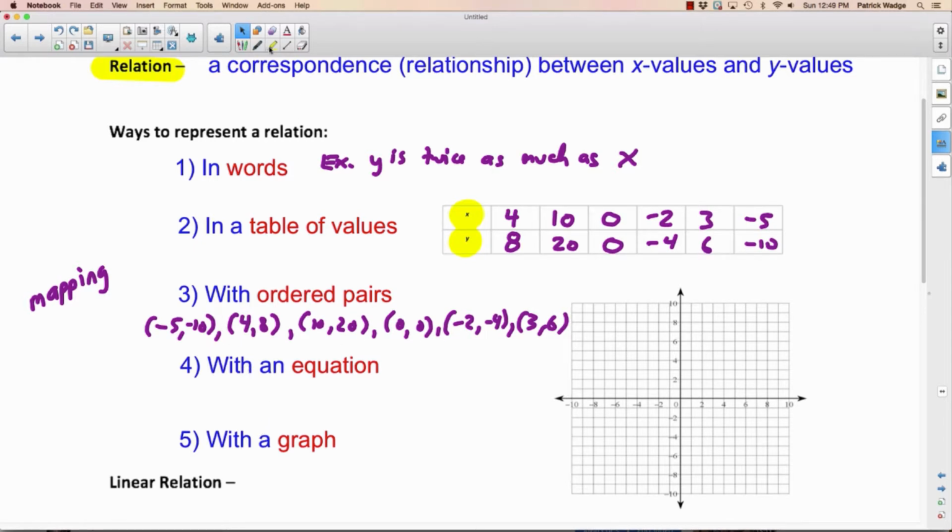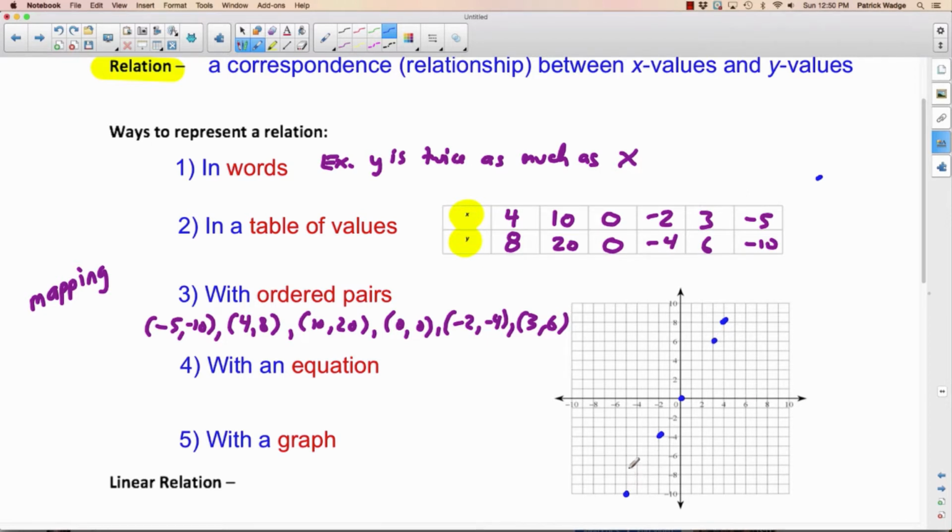So we could graph the points that we just wrote down here. One point is -5, -10. I'm going to do this fast because you did it last day. -5 and then -10 would be down here. 4, 8. That's +4 and then +8. You'd be up here in the first quadrant. 10, 20. It won't fit. It's going to be way up here somewhere. 0, 0. That's the origin. -2, -4. And 3, 6. Now, what do you notice about all those points?